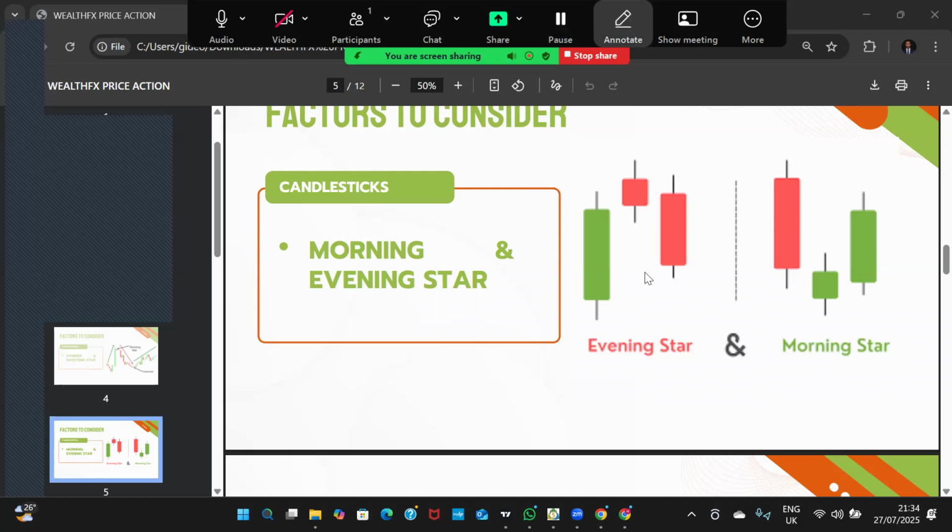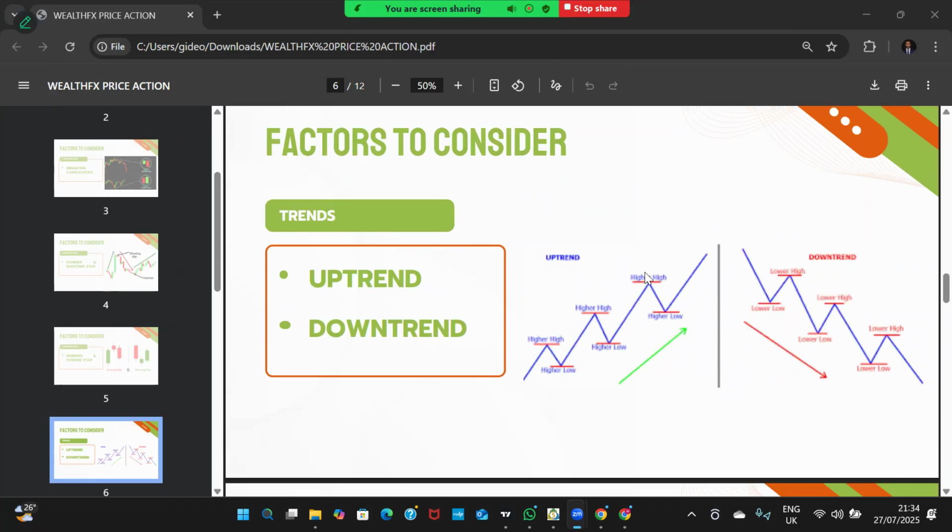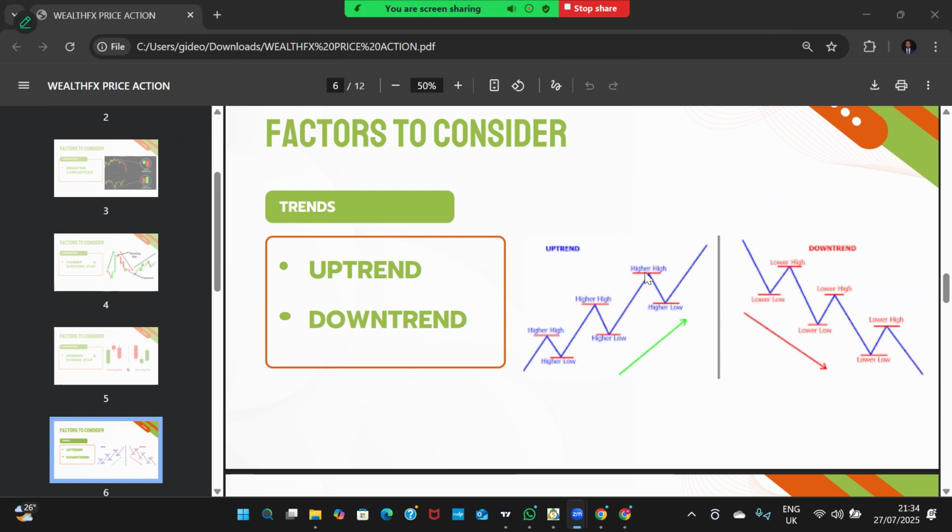Moving on, we also have the next factor to consider. Now we're talking about trends. The beautiful thing about trends is that for every market direction that we observe in the market, there are what we call higher highs and higher lows.